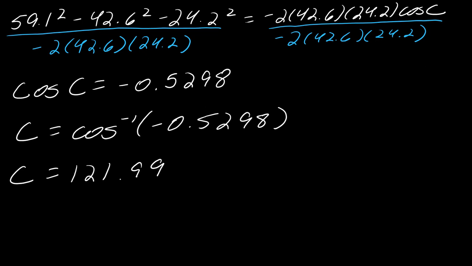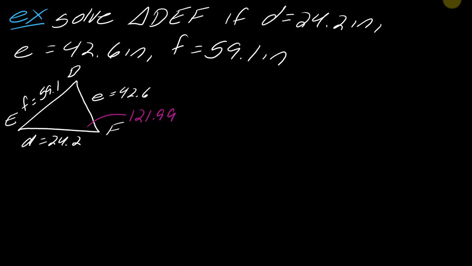So now, if we go back to the triangle, I can label the angle opposite of the longest side as 121.99. And sorry, I think in the formula I did it as c, but it was meant to be the longest side. So sorry, but that's 121.99. Okay, so now from here we can use the law of sines to finish this out.